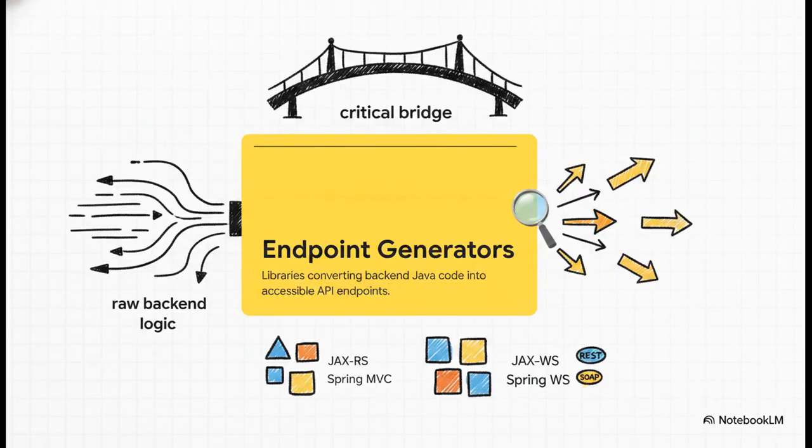So, behind the scenes, how does all this magic happen? Well, developers use specific frameworks to expose their raw backend logic. Think of these as a critical bridge. In Java, they use libraries like JAX-RS or Spring MVC to magically convert raw code into those testable REST endpoints. And if they're using SOAP, they rely on generators like JAX-WS. These tools are the vital translators, turning raw code into the usable APIs we interact with every day.